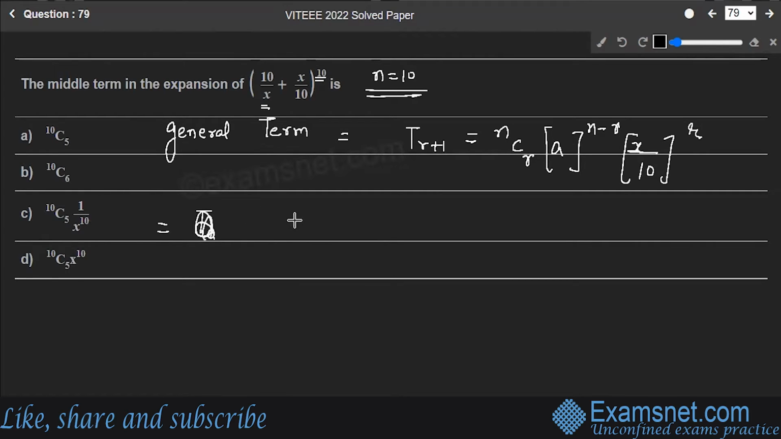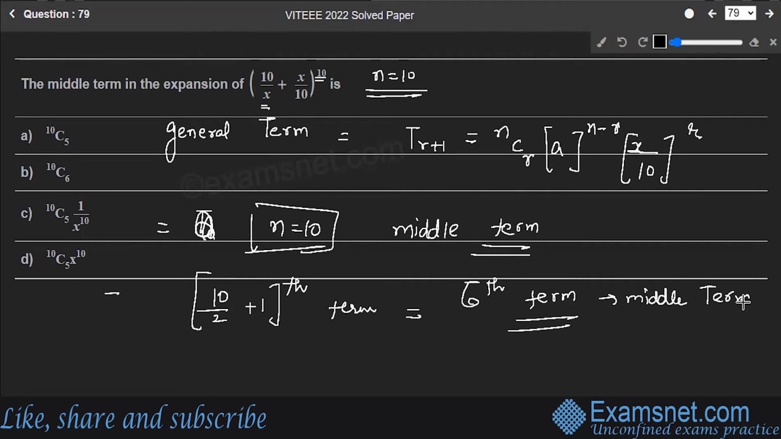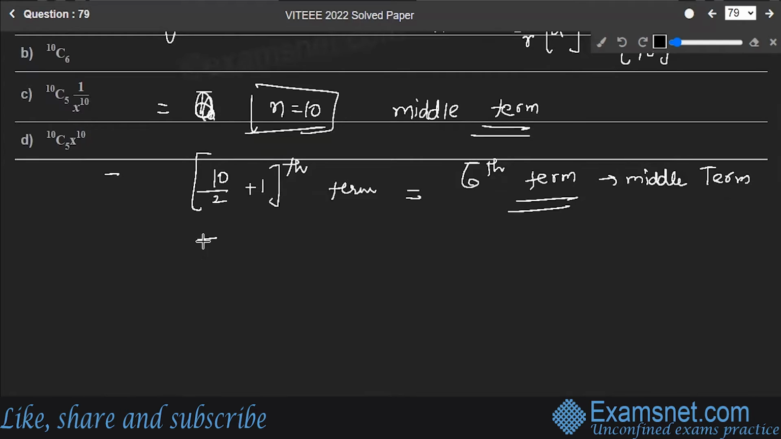Over here, we have to find out the middle term. The number of terms over here is 11, so the middle term will be given by the (10/2 + 1)th term. So that will be equal to the 6th term. So the 6th term will be your middle term, right? You have to find out T6, which is equal to T(5+1). So here your r is equal to 5.